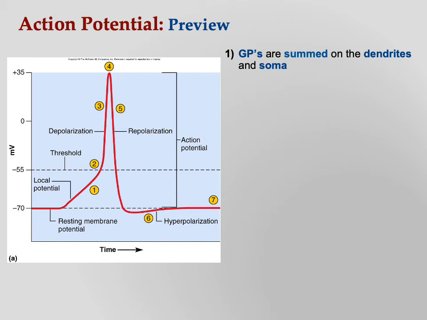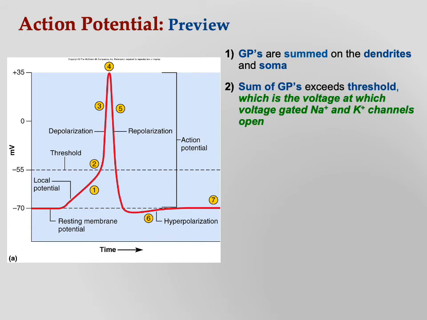We were at the resting membrane potential. Now if we get enough EPSPs to push us all the way up to threshold, that's what's happening at number 1. So at number 1, we're apparently getting a lot more EPSPs, or bigger EPSPs, than the IPSPs. So we are pushing the membrane all the way up to threshold, and that's what happens at number 2. At number 2, we hit threshold.